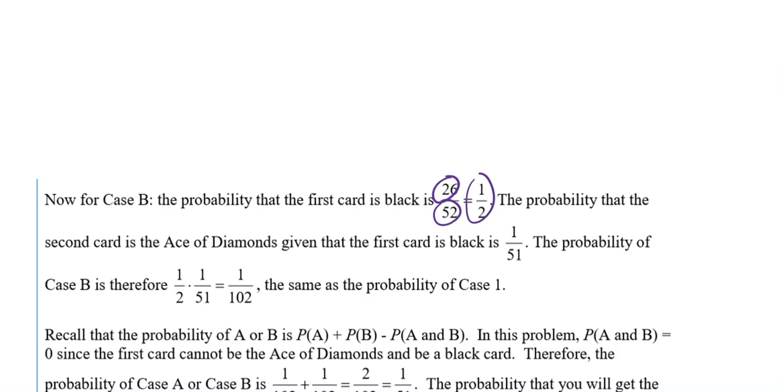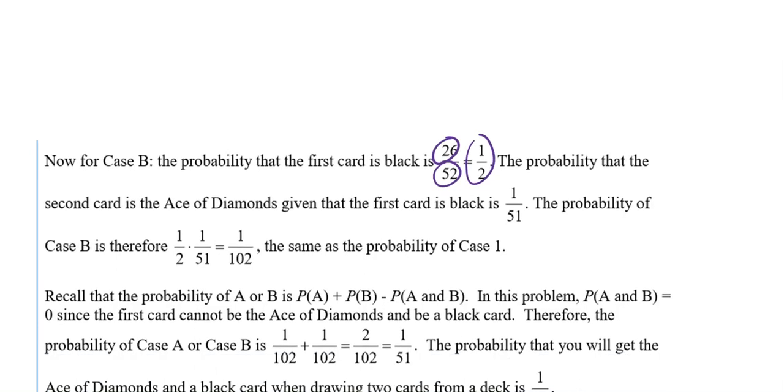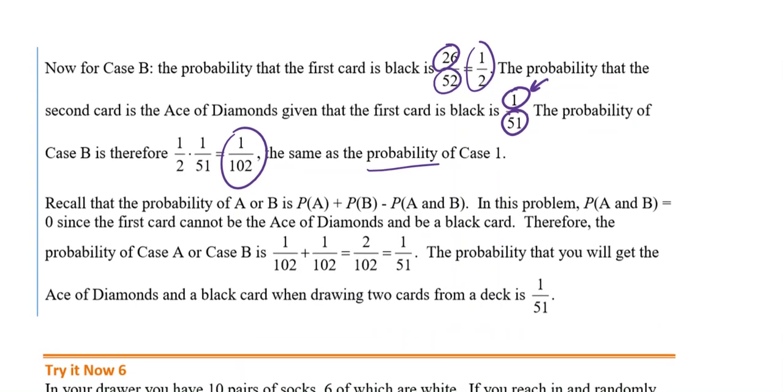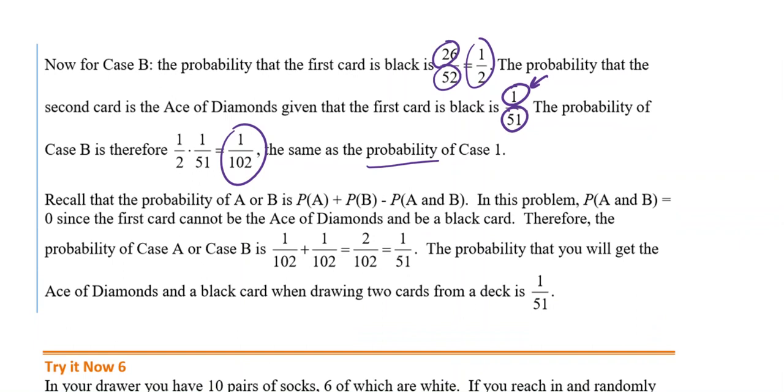The probability that the second card is an ace of diamonds, given that the first card is black, is going to be, well, 1 out of 51, right? There's 1 ace of diamonds, and now there's only 51 cards. So multiply those together, 1 out of 102. So it's the same probability either way, but we do still have to add these probabilities together now, right?